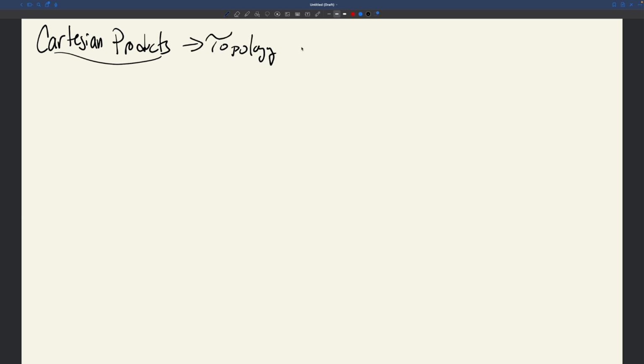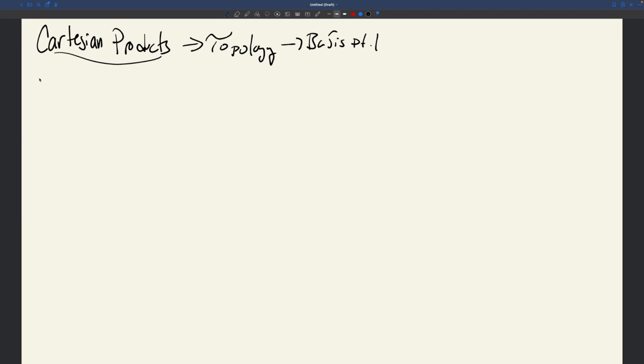Okay, so this is going to go over Munkres, week 4. We're going to be starting out with the Cartesian products, and then we're going to proceed into topology and basis, part 1. All right.